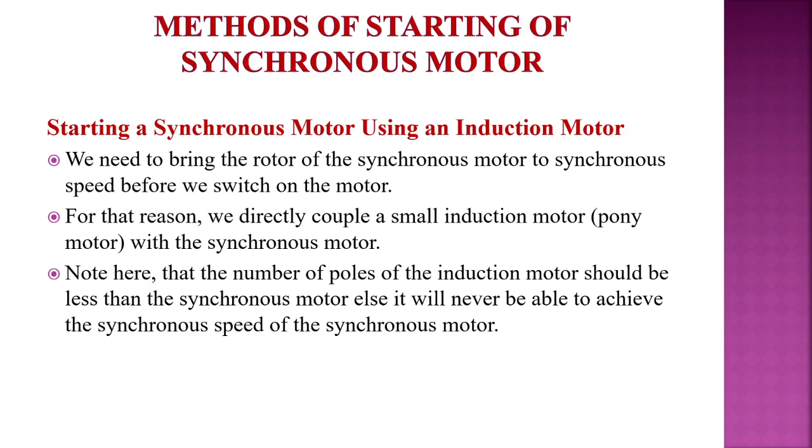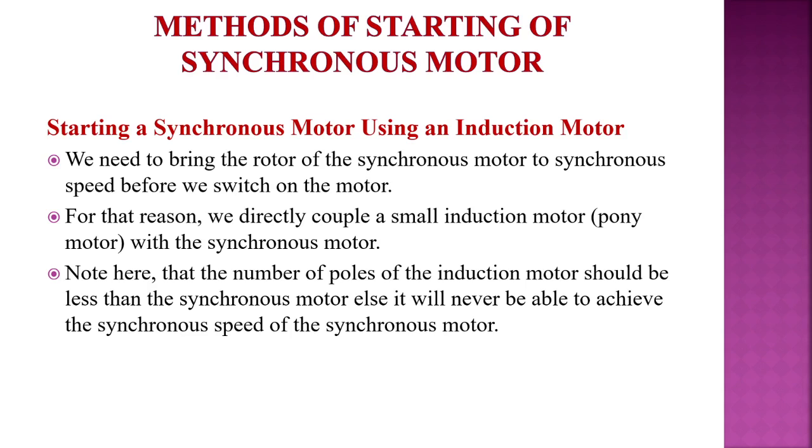So what we are doing here, we are bringing the rotor of the synchronous motor to the synchronous speed. As we are giving a separate DC supply to the rotor of the synchronous motor, we can adjust the speed to be a synchronous speed. So for that reason, we directly couple a small induction motor or a pony motor with a synchronous motor. Here we have to note a point that the number of poles of the induction motor should be less than the synchronous motor, else it will never be able to achieve the synchronous speed of the synchronous motor.